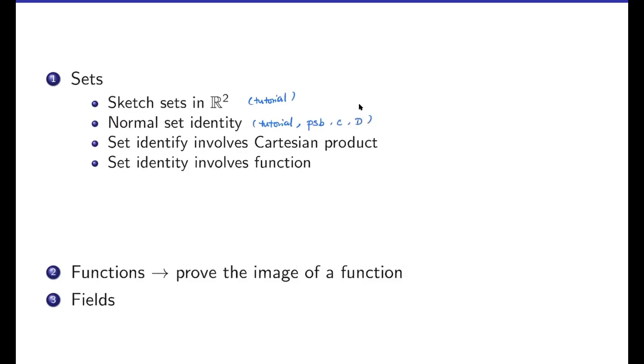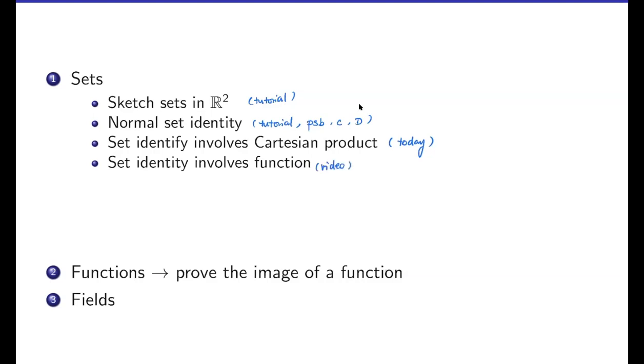What you didn't do is this one. Set identity involving Cartesian product. You didn't do that, so we'll do that today. We'll use the last few minutes to work on one question that looks like this. Set identity involving function. This is in one of the videos. Please check that video.